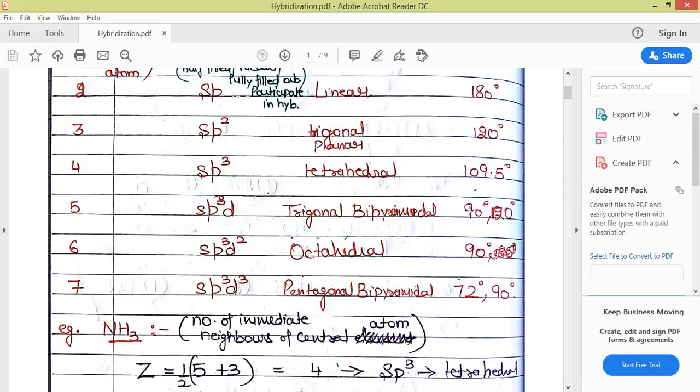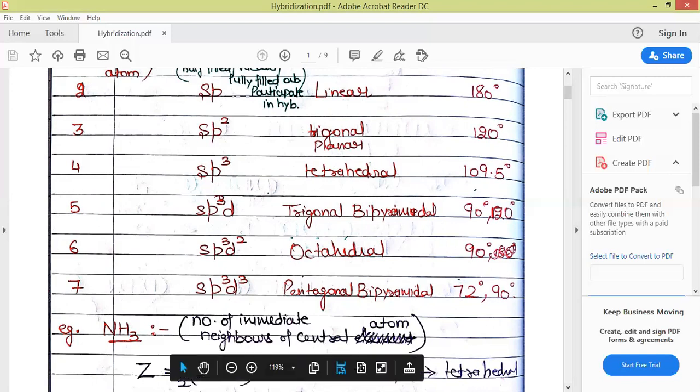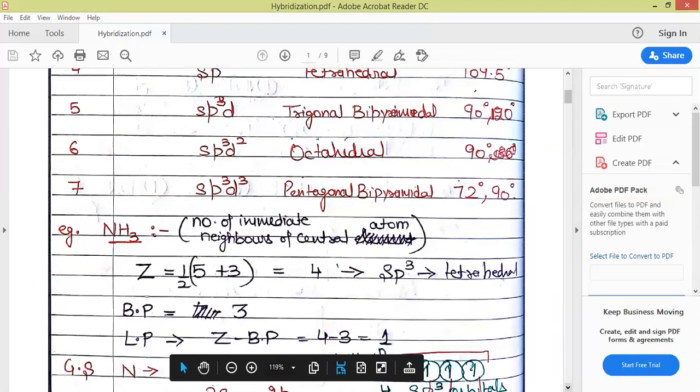Next is the Z value of 6, where hybridization is sp3d2 based upon 6 orbitals undergoing hybridization. Shape and geometry is going to be octahedral and bond angle is going to be 90 degrees. Next is sp3d3 for Z value of 7. That is, geometry is pentagonal bipyramidal and bond angles are 72 degrees and 90 degrees. So based upon this, we'll discuss some of the molecules and their hybridizations.